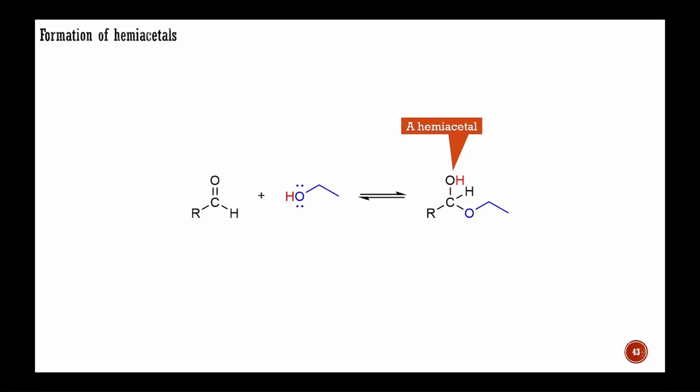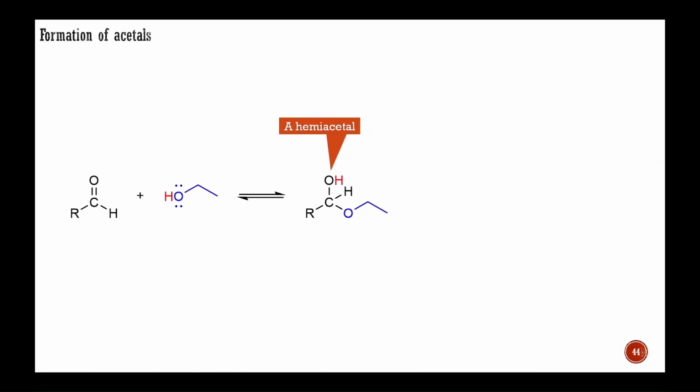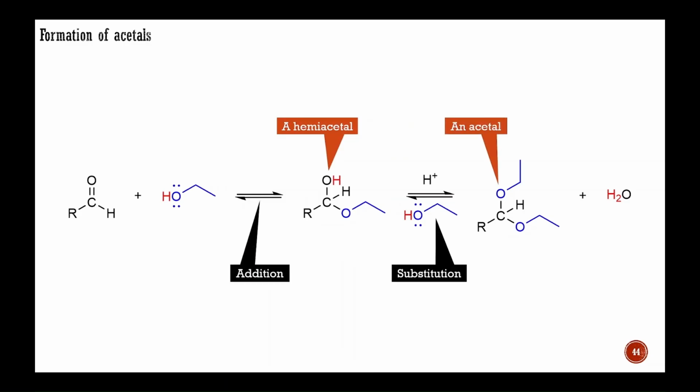The nucleophilic addition reaction involving alcohols is presented here. When only one molecule of alcohol adds to the carbonyl group, the product is called a hemiacetal. These reactions work particularly well in the presence of acid catalysts, which can facilitate a follow-up nucleophilic substitution of the hydroxyl group in the hemiacetal with another molecule of alcohol. The product formed in this case is known as an acetal.